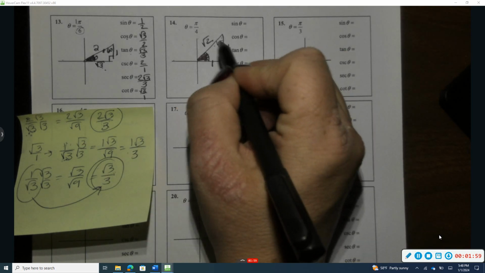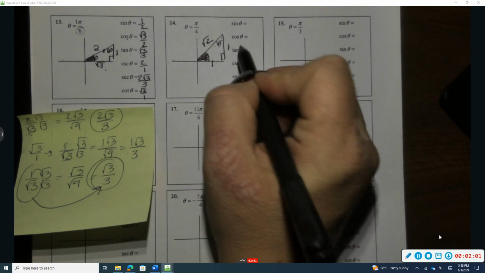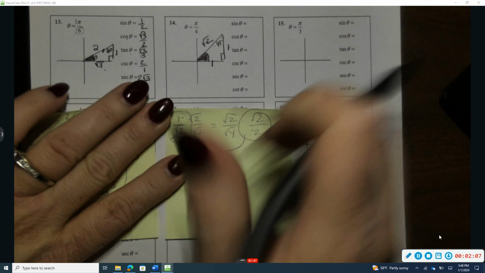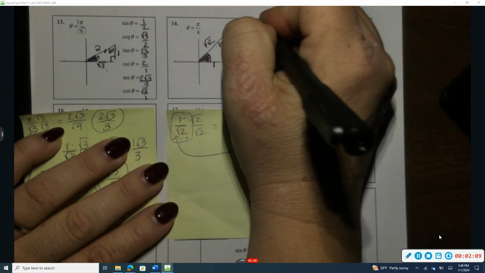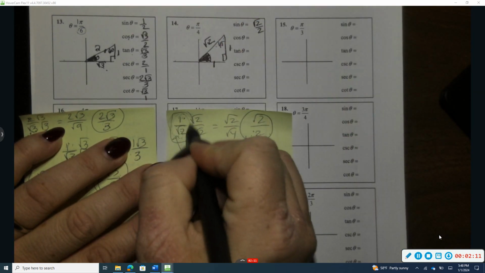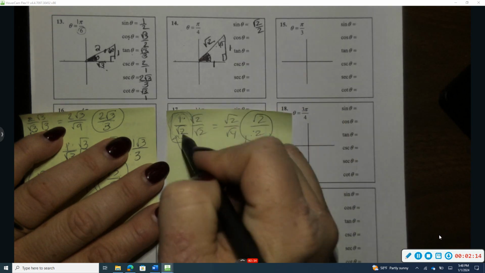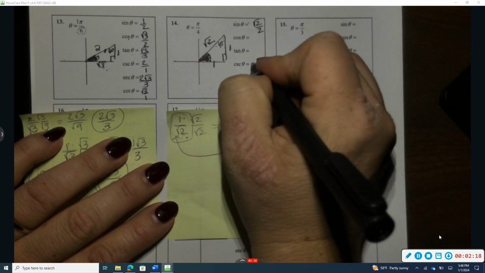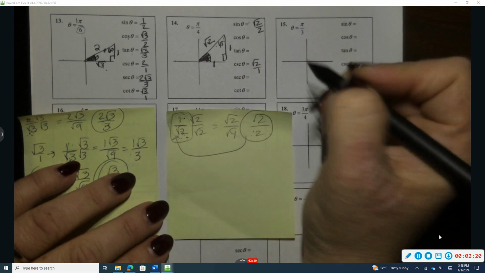Sine is going to be opposite over the hypotenuse. So 1 over the square root of 2 is the correct ratio, but when we rewrite that in proper form, we get the square root of 2 over 2. Now 1 over square root of 2, which was the initial ratio before we wrote it, if I take the reciprocal, it's going to be square root of 2 over 1.